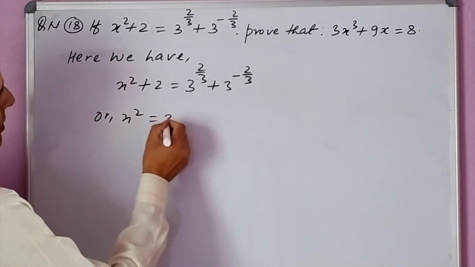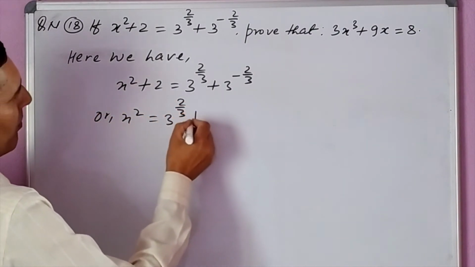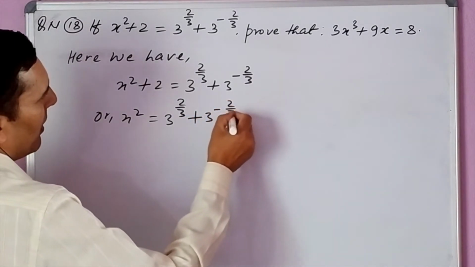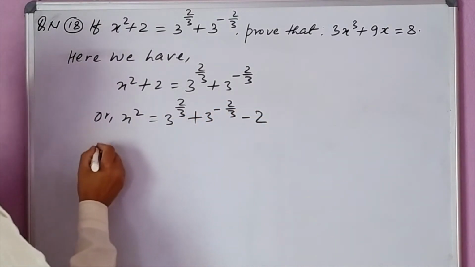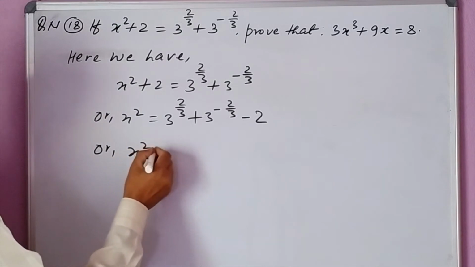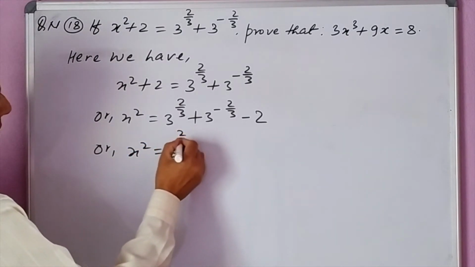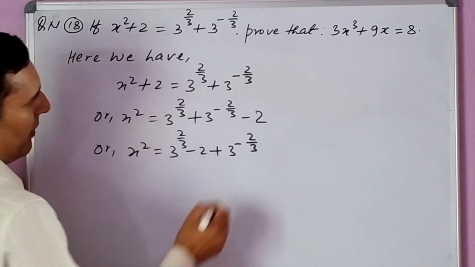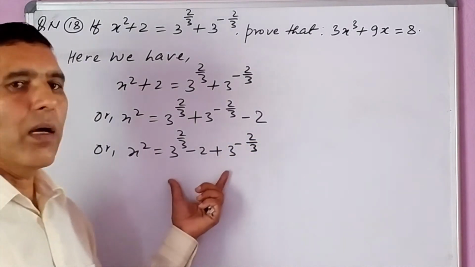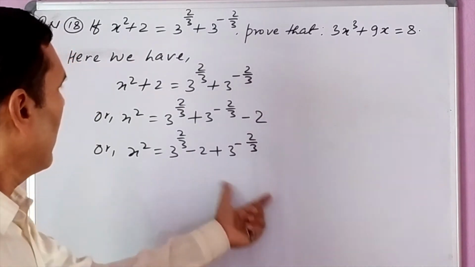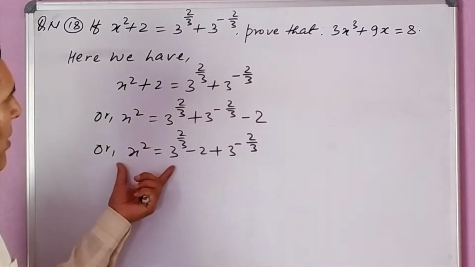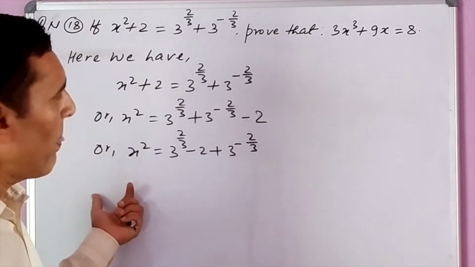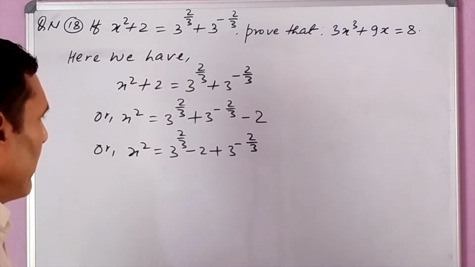x² is equal to 3 to the power 2 by 3 plus 3 to the power minus 2 by 3 minus 2, or x² is equal to 3 to the power 2 by 3 minus 2 plus 3 to the power minus 2 by 3. Here we can complete the square on the right hand side, from which we can get the value of x. Actually we are trying to get the value of x here.